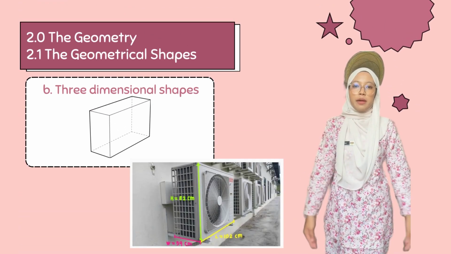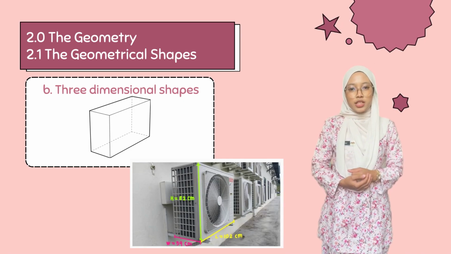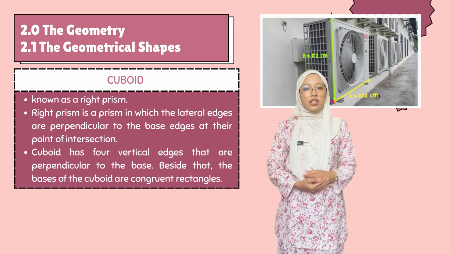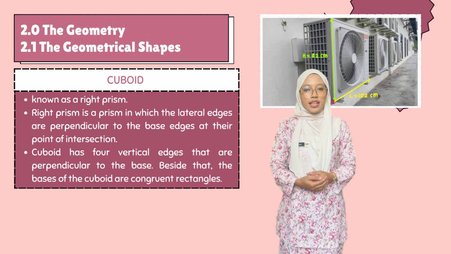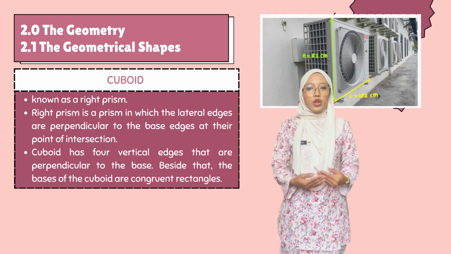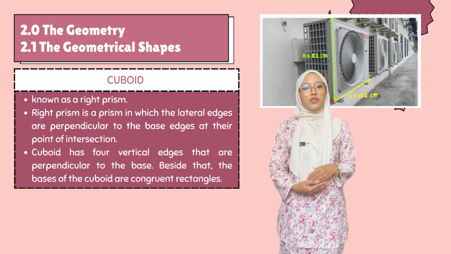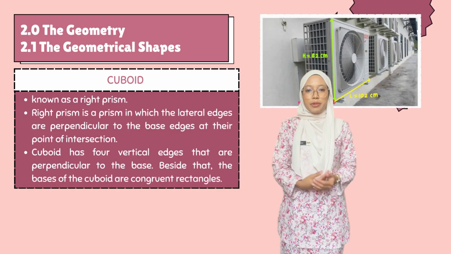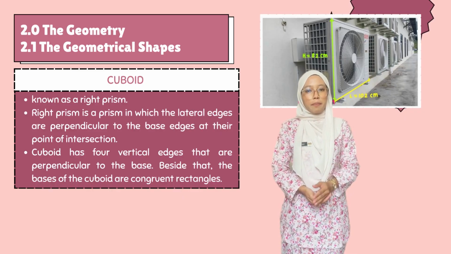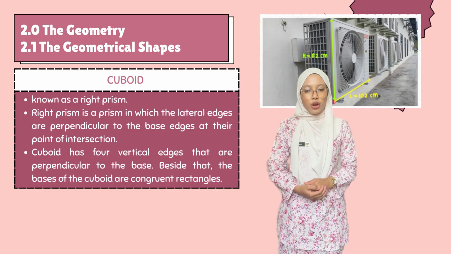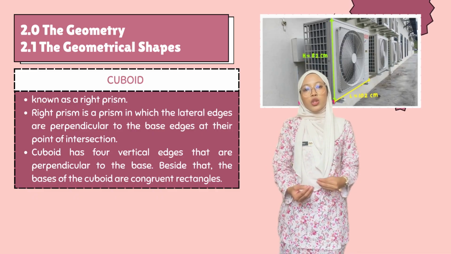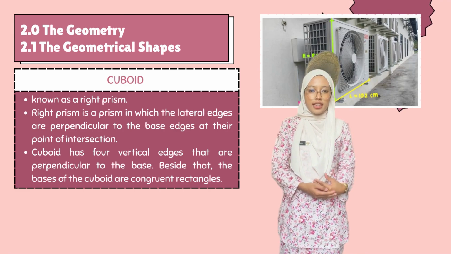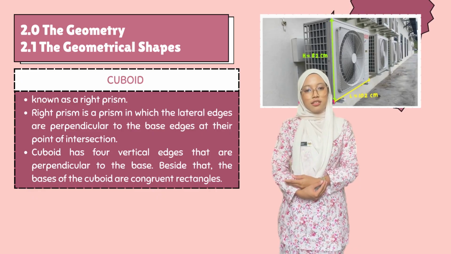Now, let's move into the 3rd dimension shape. When you pull a square up by a width W, you will get a cuboid shape. A cuboid is simply a rectangle extended in the 3rd dimension by W. A cuboid is known as a right prism because those vertical edges meet at the base at 90 degrees. A right prism is a prism in which the lateral edges are perpendicular to the base edges at their point of intersection. Also, a cuboid has 4 vertical edges that are perpendicular to the base. Besides that, the bases of the cuboid are congruent rectangles.